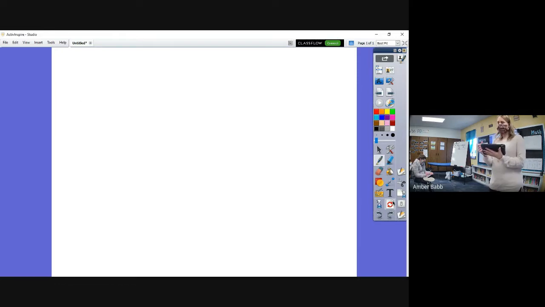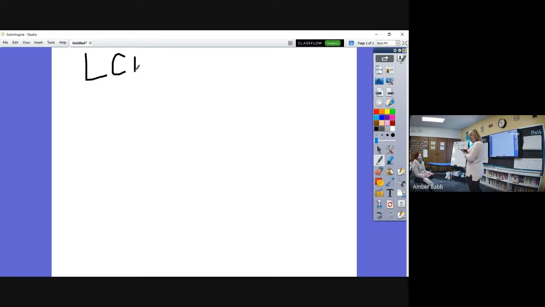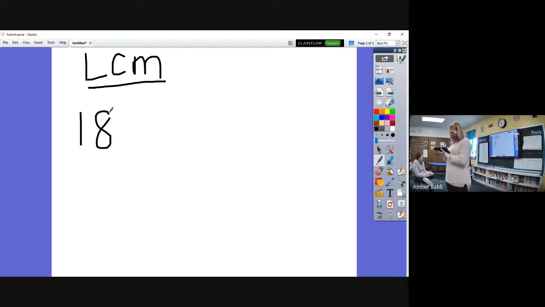Now, the other one, reducing, that was greatest common factor. Then we also have least common multiple. That's where you have to compare, counting by 2s, counting by 3s. If I said, what's the least common multiple between 18 and 9? That's a big number, because usually you need to start low with these. Now we're going to count by 9.